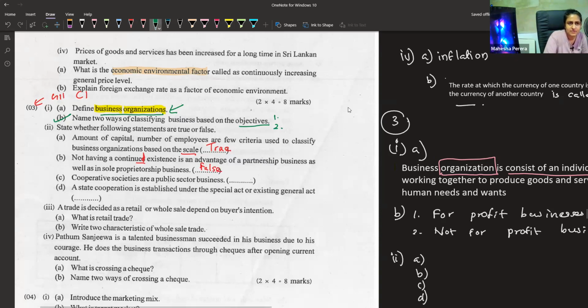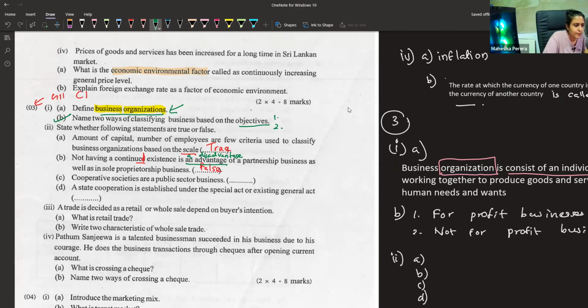And now, do you remember our study tip? When we see a false statement, we try to correct it. Now, if you change these words into a disadvantage, then this statement becomes correct. Not having a continued existence is actually a disadvantage. Having continued existence is an advantage.